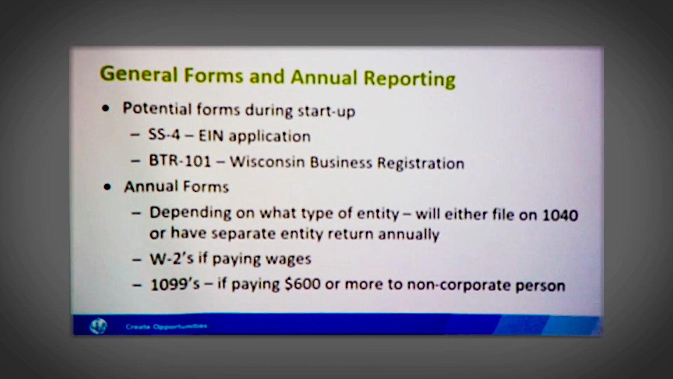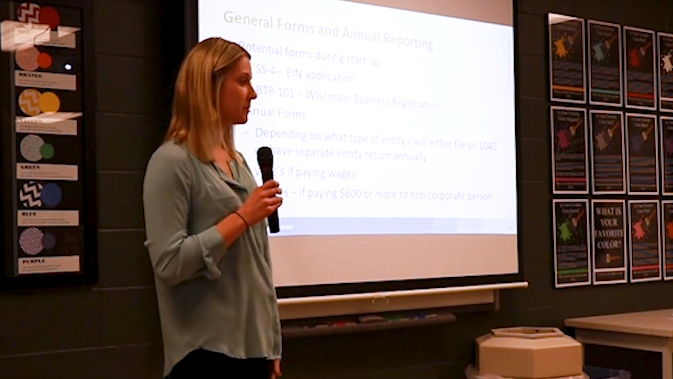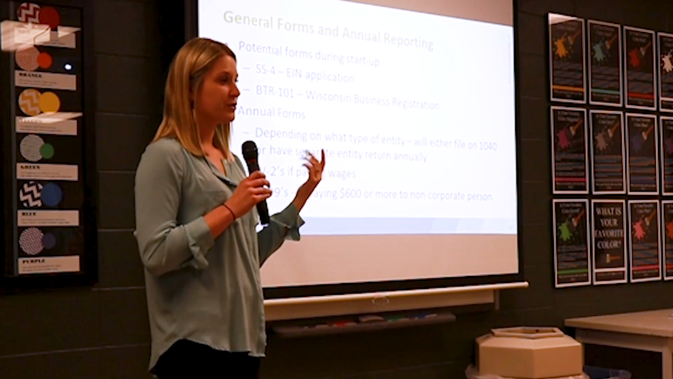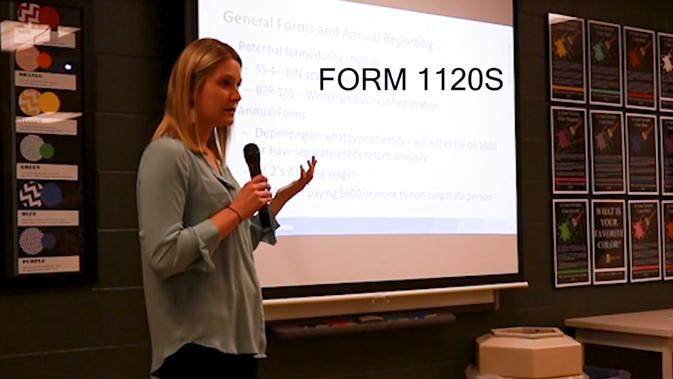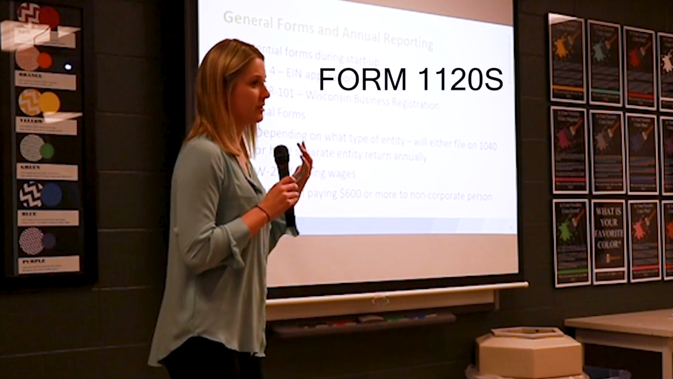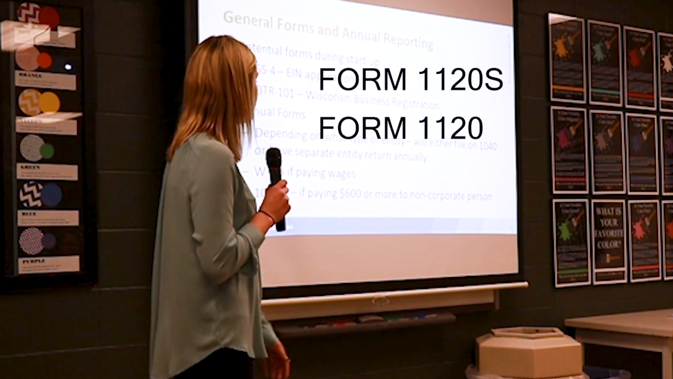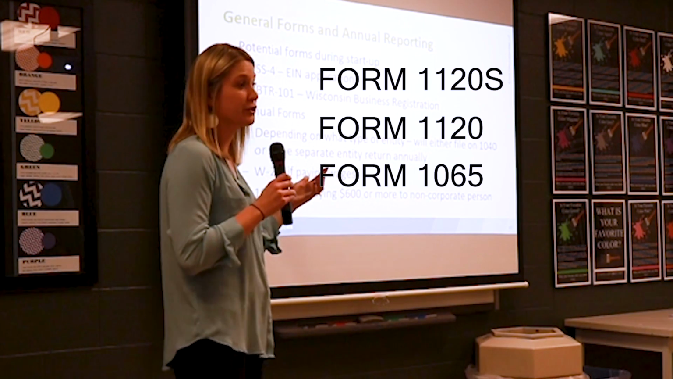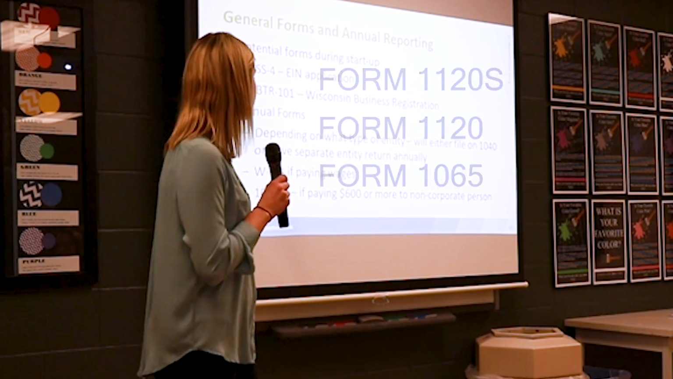Then we'll just talk about annual forms. So again, this is just going to depend on what type of entity structure you choose. Have an annual return. If you're a sole proprietor, taxed on your individual return, you'll just file your 1040 as normal, add your business income and expenses on there. If you choose to be an S corporation, you'll file Form 1120S. If you choose to be a C corporation, it's Form 1120. And then if you choose to be a partnership, it's Form 1065. So those are in addition to your 1040s every year.